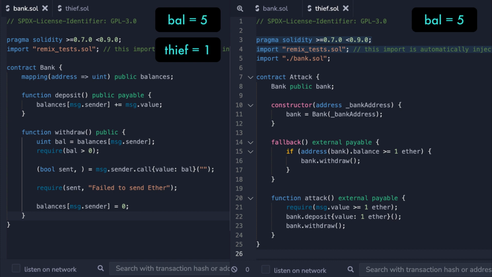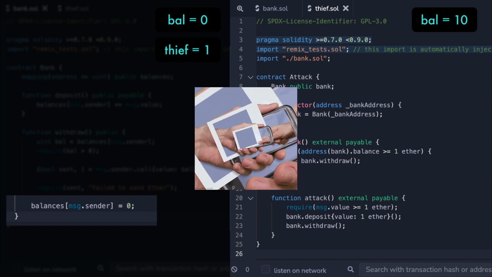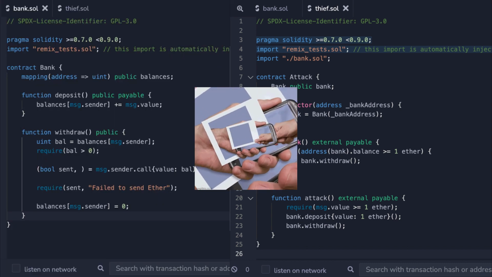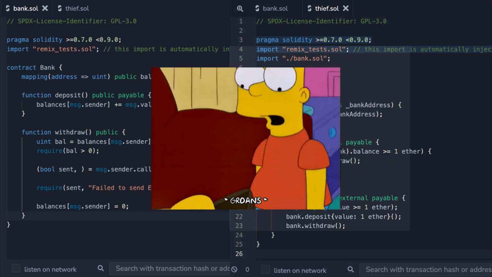The bank's withdraw function doesn't hit the final line of code to update the balance to zero while it's being called recursively. The thief contract just continually receives one ETH until the bank is completely out of funds.